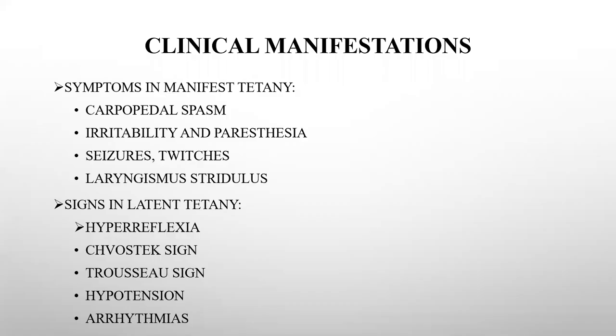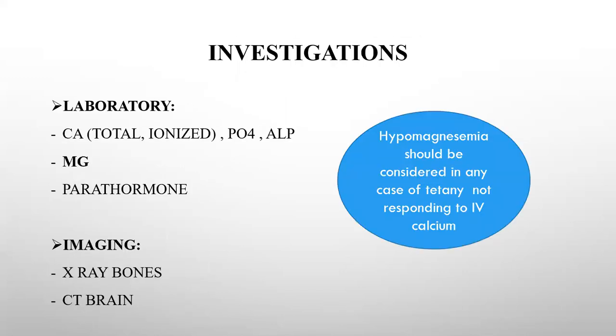So what's the clinical picture that the patient presents with? It depends on the calcium level. So the patient could come in with manifest tetany or latent tetany. The manifest tetany is the frank picture of tetany. It includes carpopedal spasm, irritability, paresthesia, seizure, twitches, and laryngismus. In latent tetany, the patient presents with hyperreflexia, Chvostek sign and Trousseau sign are positive, hypotension, and arrhythmias.